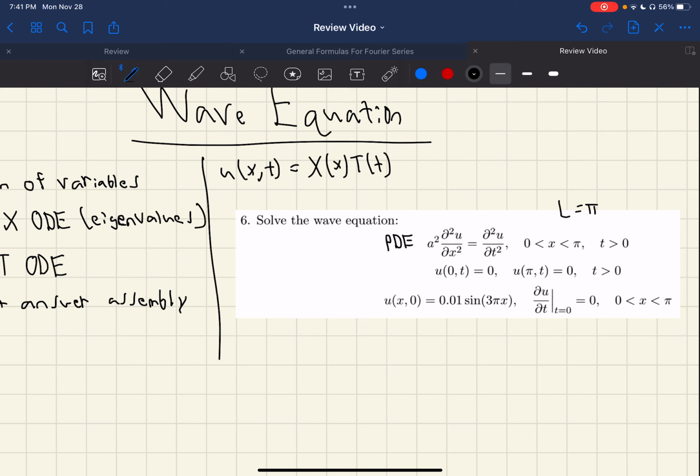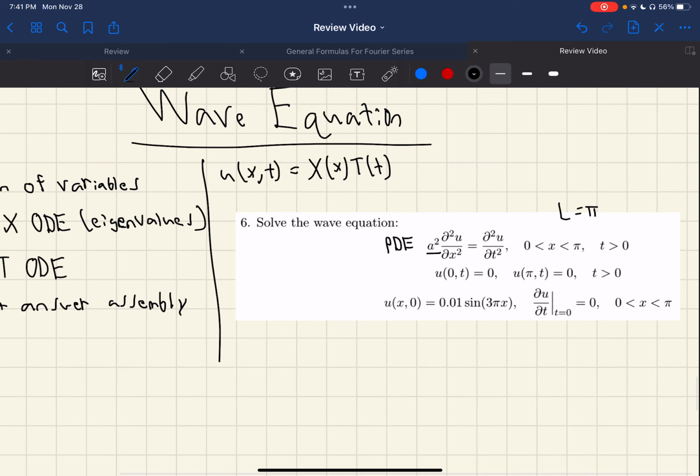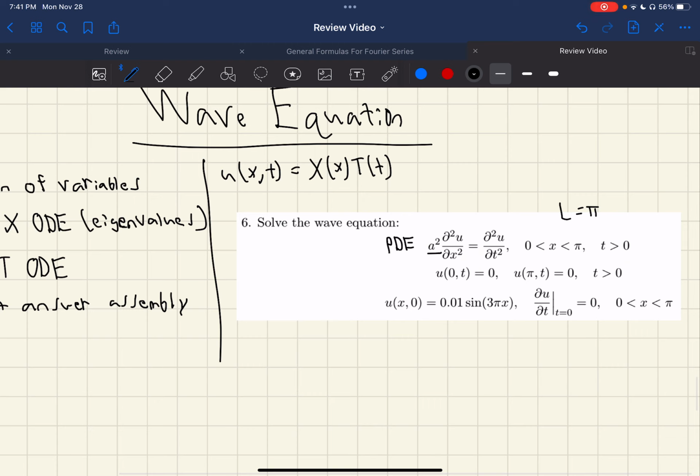And in wave equation, we're usually going to have this a squared, and we're also going to have a double partial derivative with respect to t. And this is the sole reason why wave equations are so much longer. I'll explain later, but it basically makes it so we need to do double the work when we find our coefficients.